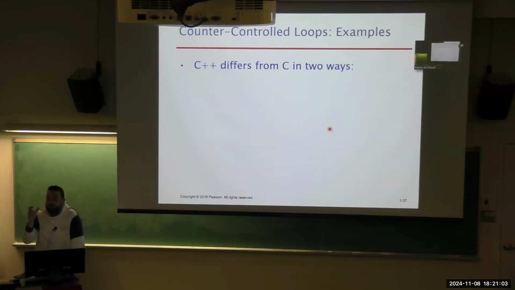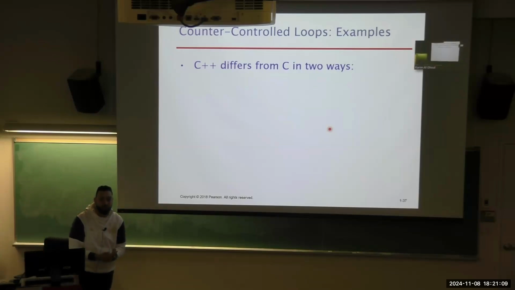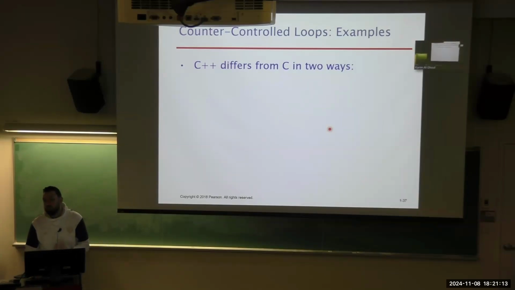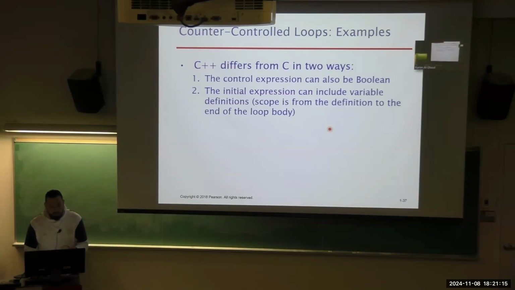Now, a bit of difference between languages is what? C++ differs from C in two ways. The old C, we said it doesn't use what? Boolean, correct? So in C++, you're allowed to use Boolean. But in Java, what is the difference between Java and C++ now? We already talked about it from a type perspective. The same as the if condition.